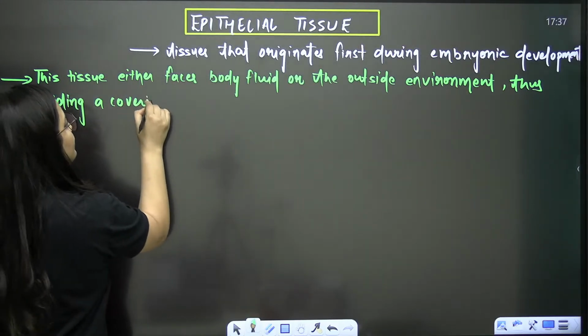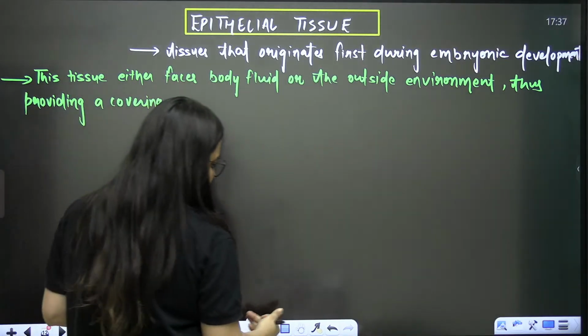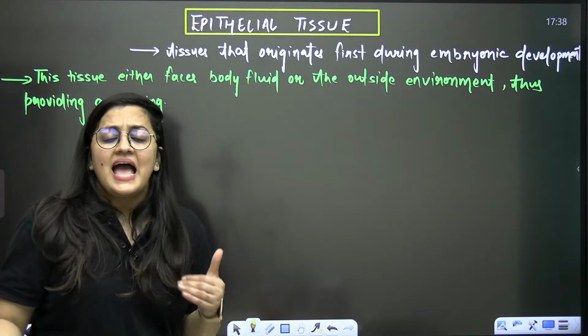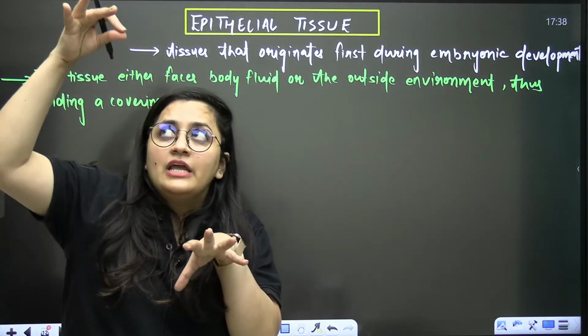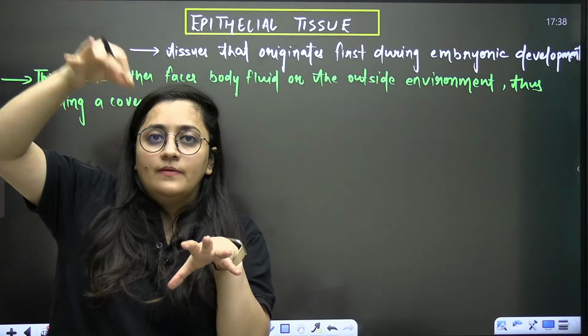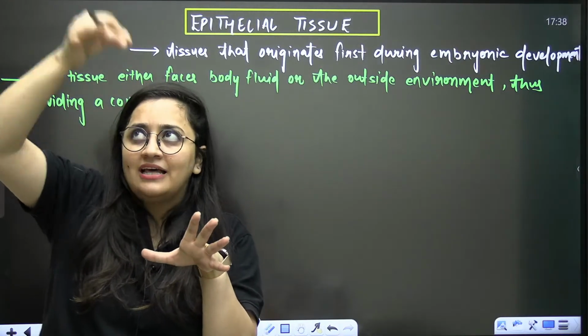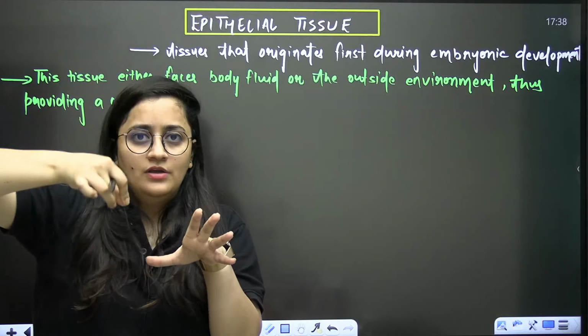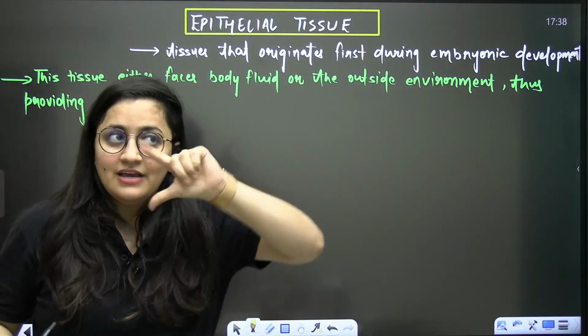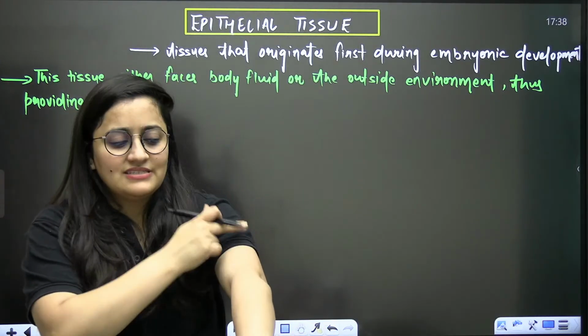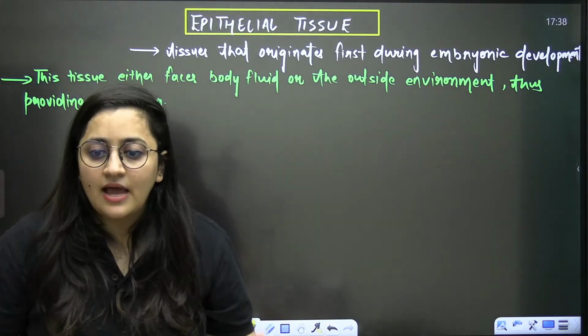So many times students are not able to understand the meaning of this particular line. It's very simple. See, epithelial tissue is also lining your gut wall, your alimentary canal, your digestive system wall. First point, it is also lining the skin here. What is it? It is the epithelial tissue.